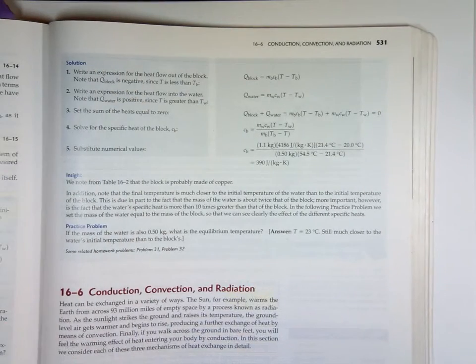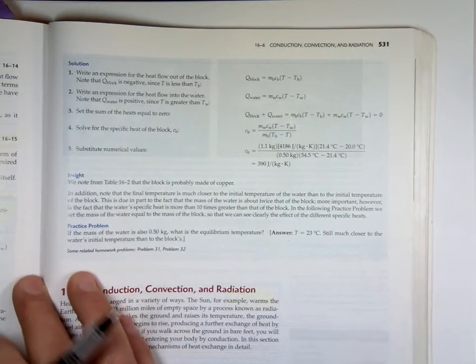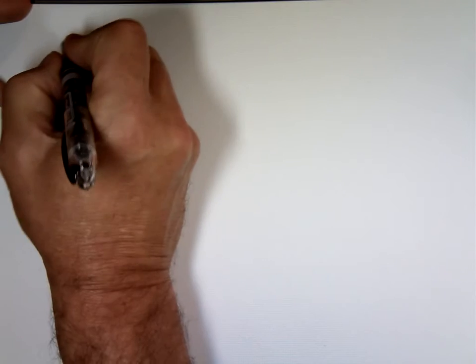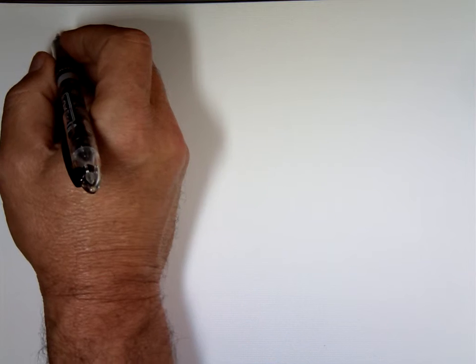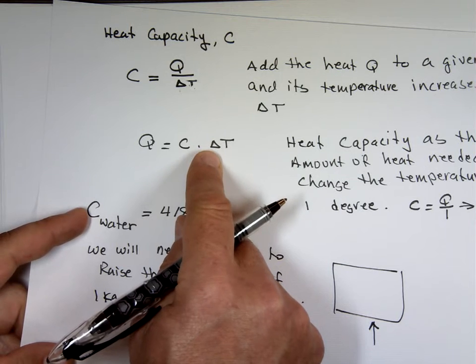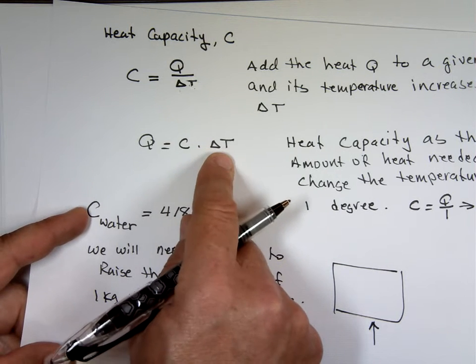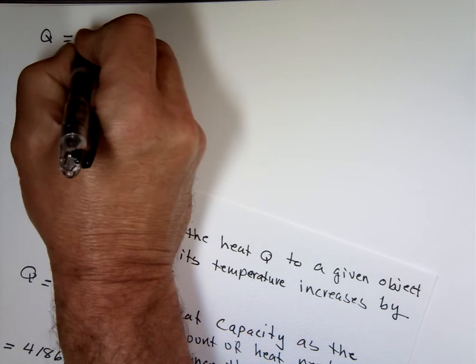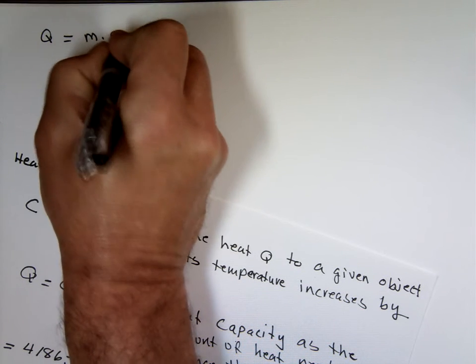So the equation for Q, how much heat is required, depends on C times, what did I say a few minutes ago? Q equals C times delta T, if you only have 1 kilogram. What happens if you have more than 1 kilogram? The amount of heat required is the mass times C times delta T.